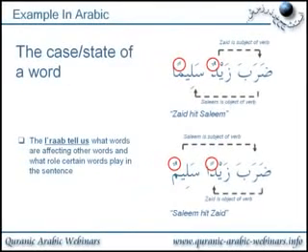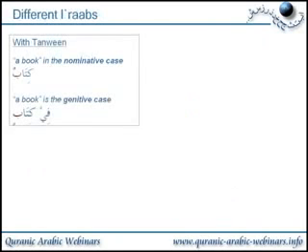I'rab is either the signs, i.e. the vowel signs, or extra letters that are used to indicate what's going on, i.e. what is the case of the noun. Now, there are different i'rabs and the way they can be used.